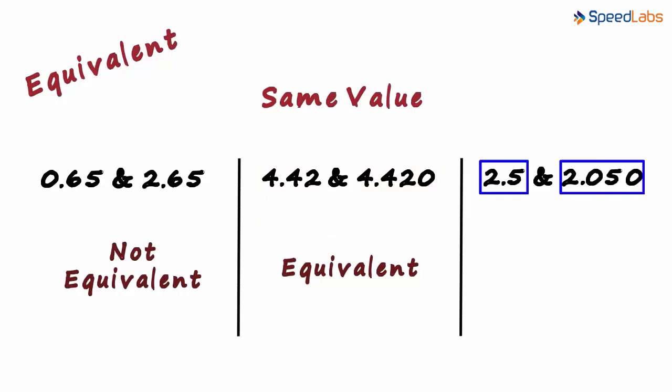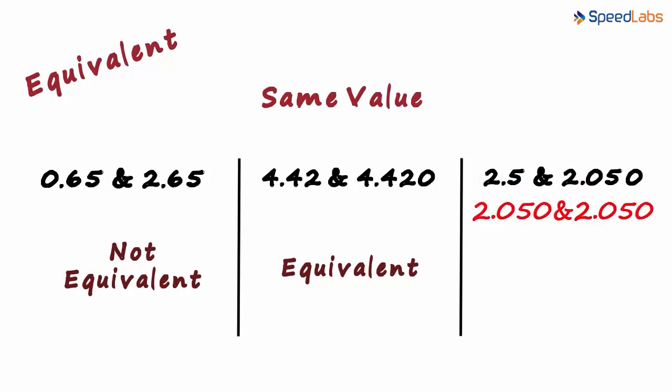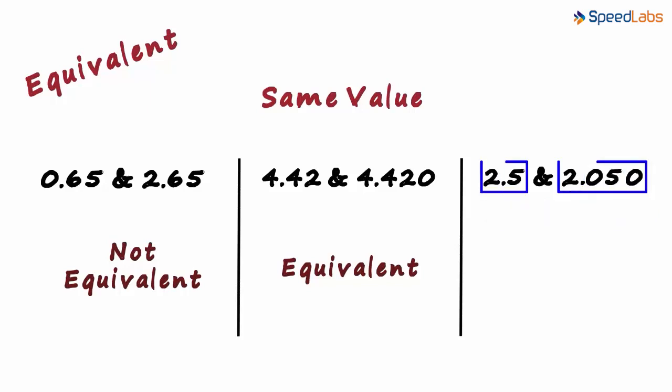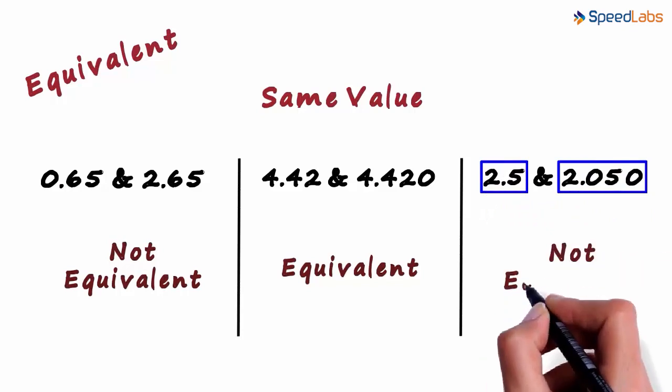What about these two decimal fractions? The integral part is the same, and in the decimal part, we have just added zeros which shouldn't change the value, right? No, that's incorrect. Adding a zero before the last digit of the decimal part will change the value. So 0.05 is not the same as 0.5. These two decimal fractions are not equivalent.